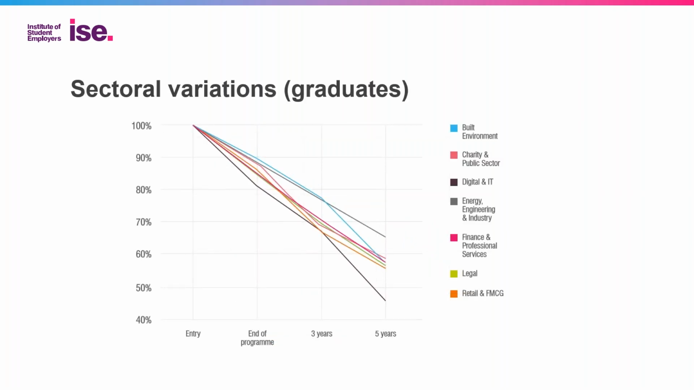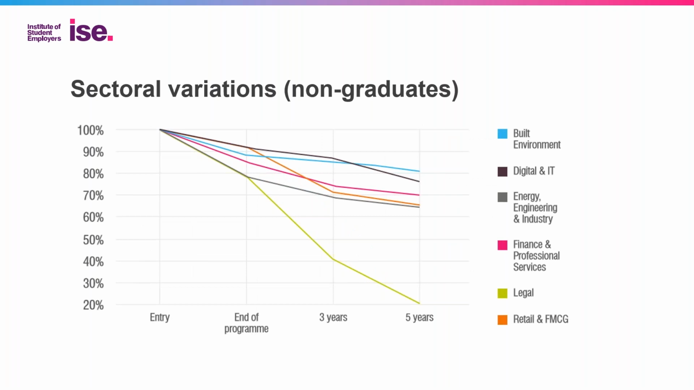If we then look at some sectoral variations, we can see that retail and fast-moving consumer goods is not right at the bottom of the pack, but it's quite near the bottom. So you have more issues with retention within this sector than most other sectors. And it gets worse over time. After 5 years, you're well under 60% for graduates. For non-graduates it's somewhat better, around the middle, in fact. You're on maybe 65%, something like that, after 5 years.